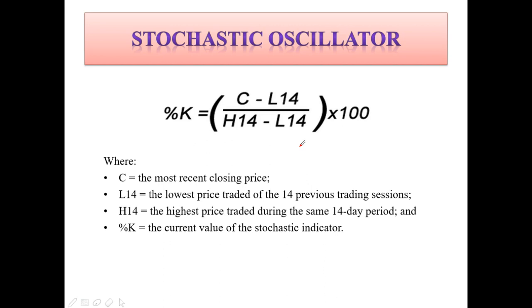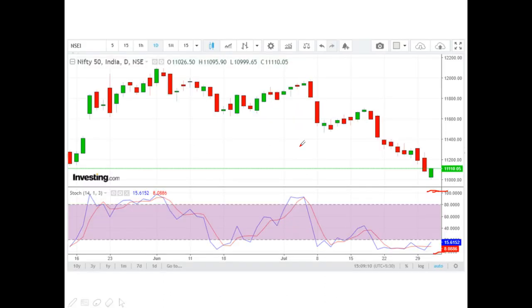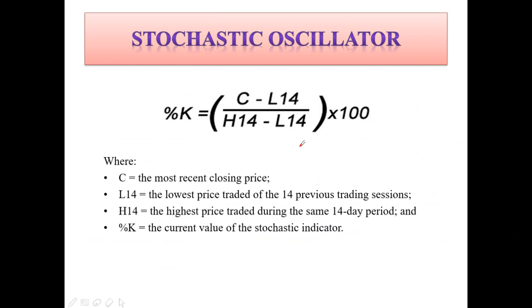To see how the stochastic oscillator indicator is calculated, we can look at the formula here. The formula is given by percentage K is equal to C minus L14 divided by H14 minus L14, multiplied by 100. To explain this formula, C here is the most recent closing price, and L14 is the lowest price traded in the previous 14 trading sessions.